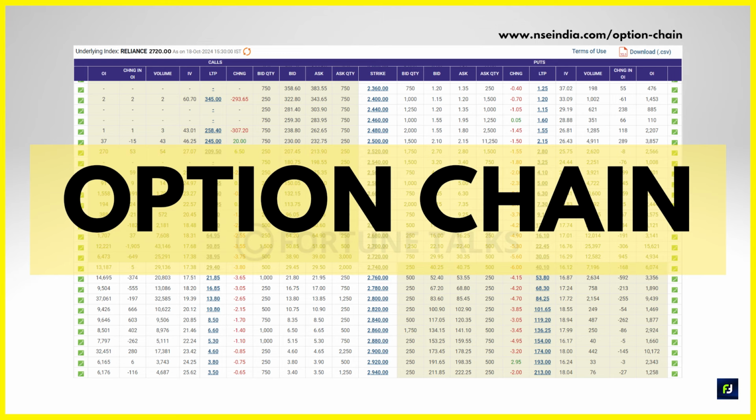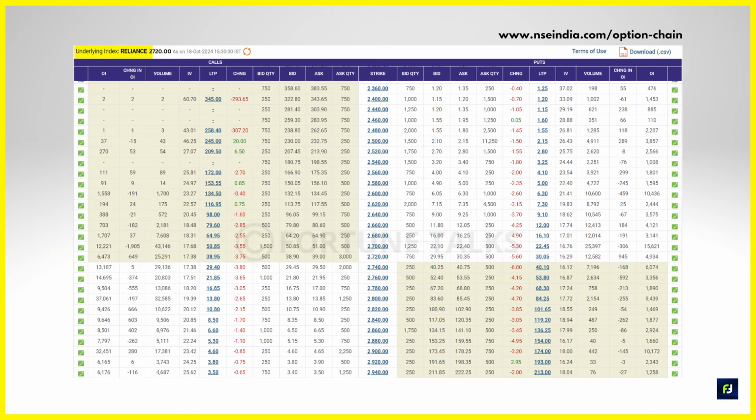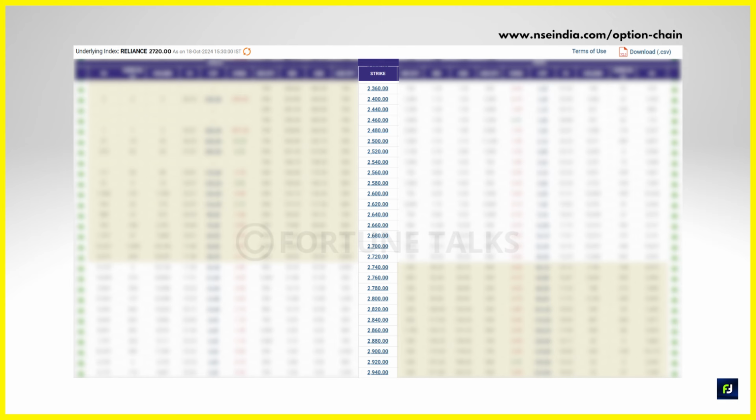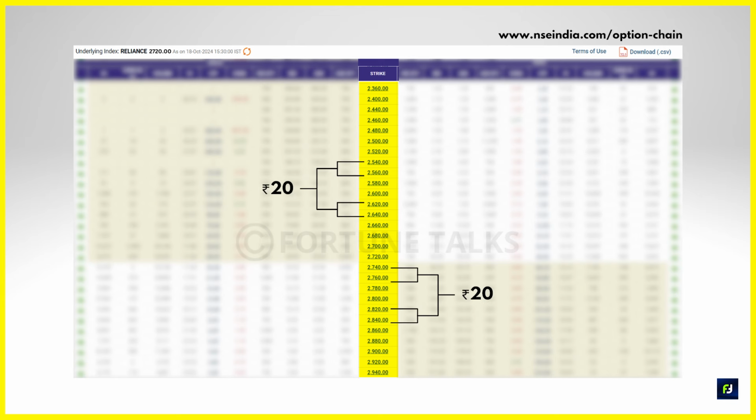For the time being, I suggest you ignore all of this and focus only on what is highlighted. The highlighted rectangle shows the price of the underlying in the spot market. And as you can see, the Reliance stock was trading at 2,720 rupees per share. Now, this highlighted section shows all the different strike prices that are available. We can see strike prices from 2,360 to 2,940 with 20 rupees interval between any two consecutive strike prices.